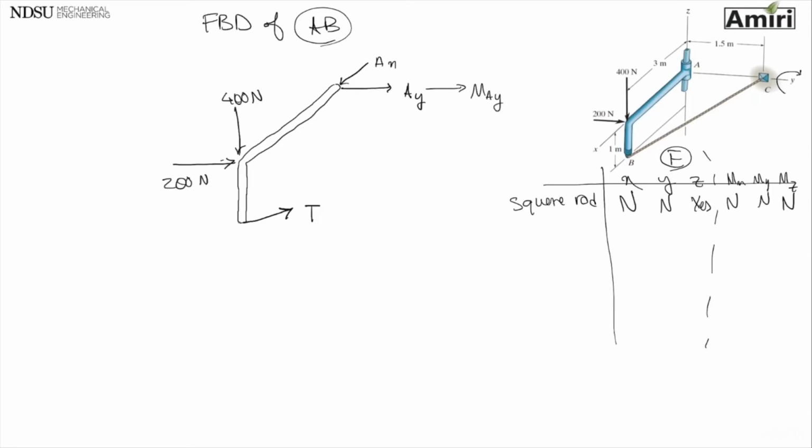So MA about Y, using right hand rule, so it's going to rotate this way. Moment A about Z, and moment, I'm going to draw it back here, moment A about x-axis. So I have 3 forces, AX, AY, and T, and 3 moments. I have 6 unknowns. So I'm going to use a different method here for this problem.